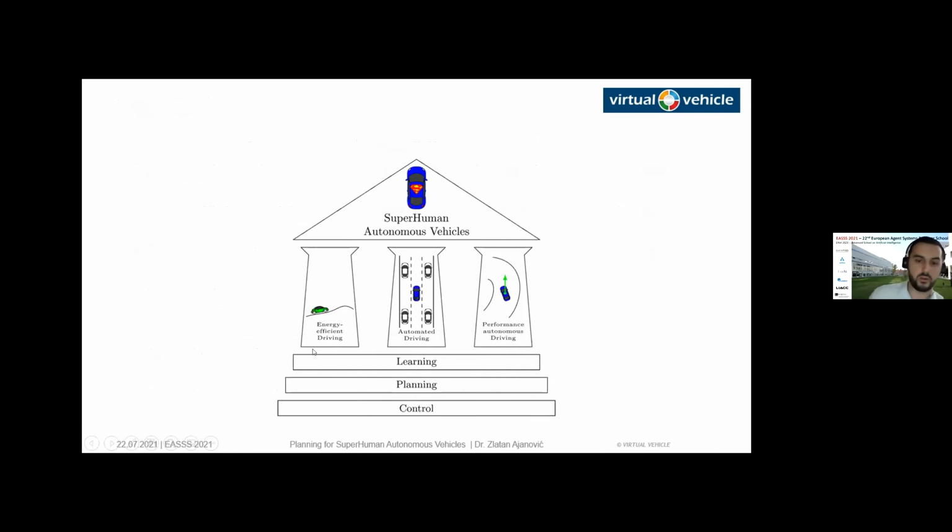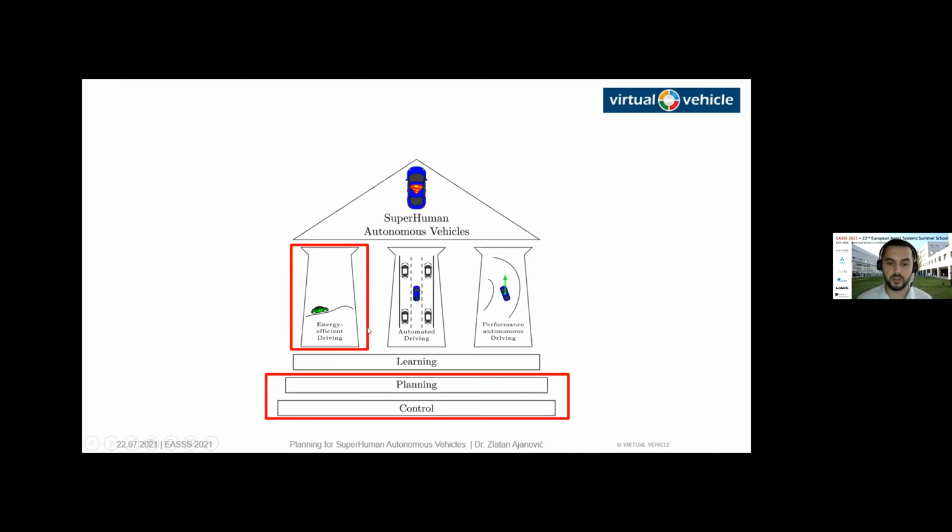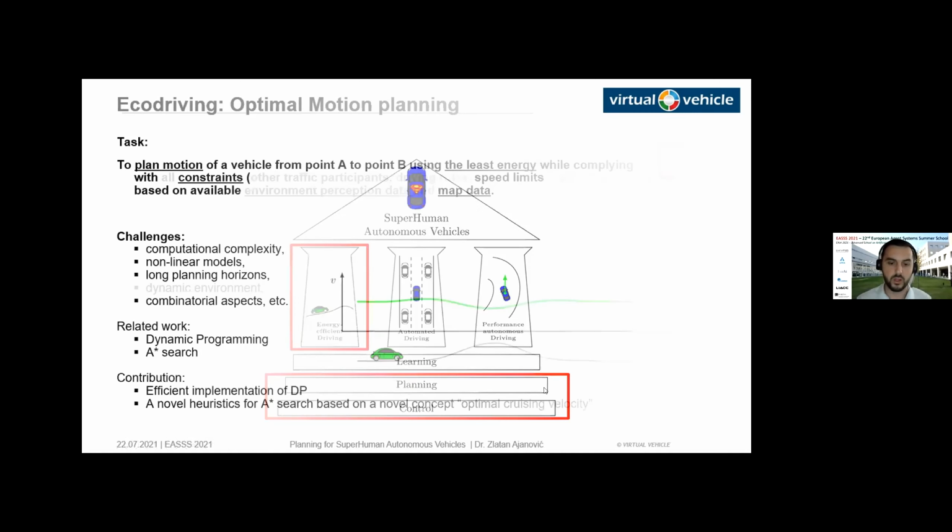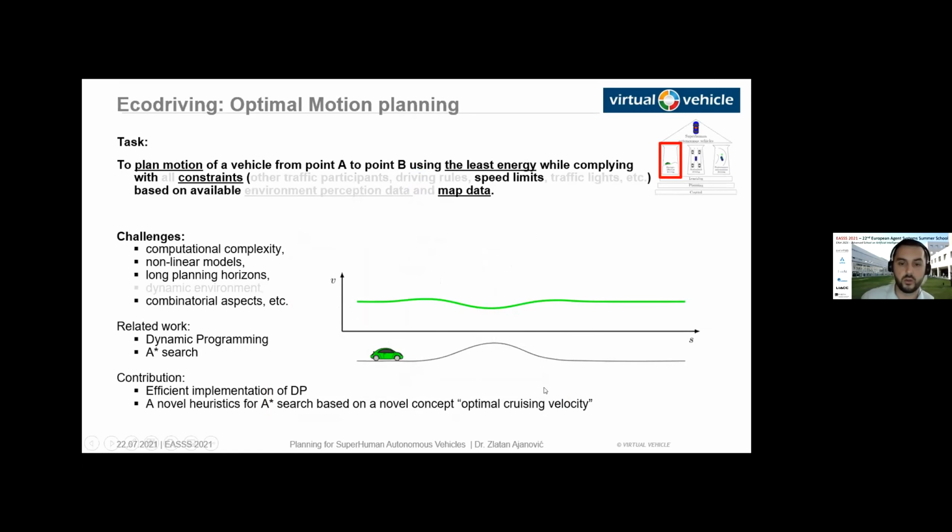Okay, to achieve this superhuman autonomous vehicle, three use cases are presented here. If we have time, we may also tackle the parking part, which was done after my PhD thesis. The first one is energy efficient driving, where we employ planning and control methods. The goal is to plan the motion of a vehicle going from point A to point B using the least energy while complying with all constraints. Usually in this first eco driving problem, we just consider speed limits and single lane driving without other traffic.